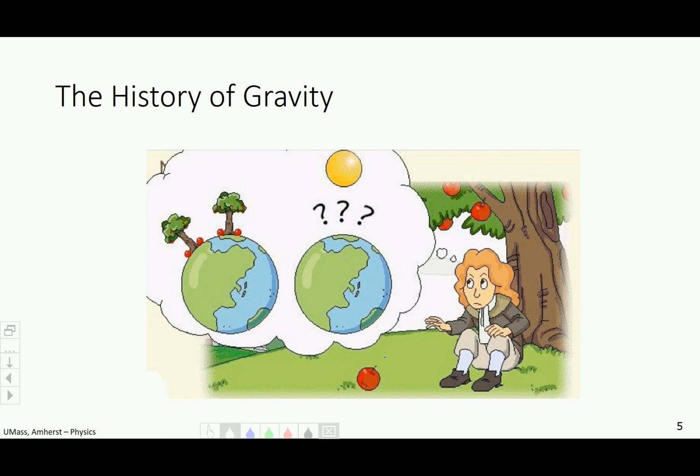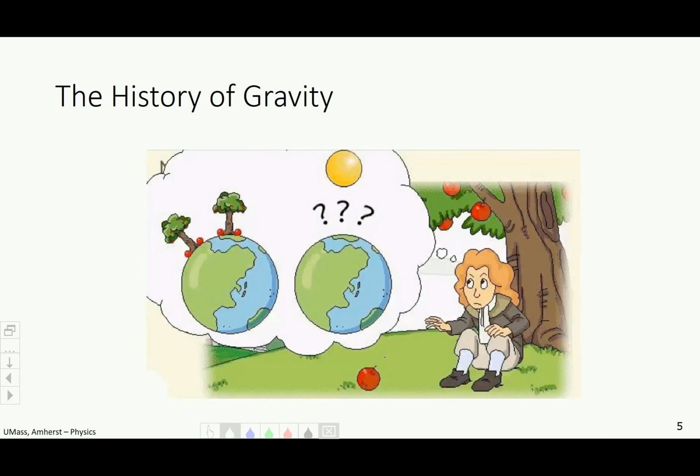The history of gravity. We all have this idea, this folktale, I suppose, about Isaac Newton and the apple falling on his head, and he wonders about, oh, how did this apple fall? And boom, there was the discovery of gravity. But it's a little bit more complicated than that. It actually involved some deep thoughts about the Moon and what the Moon was doing.